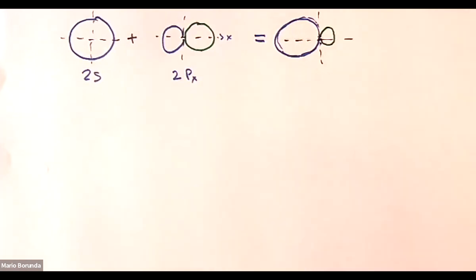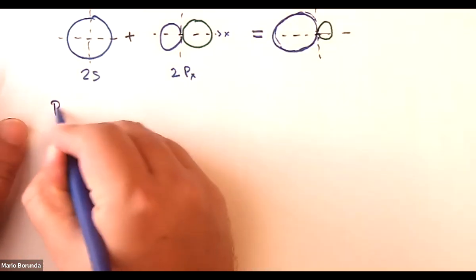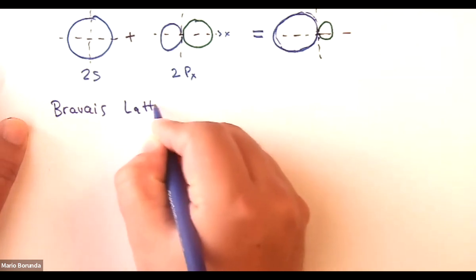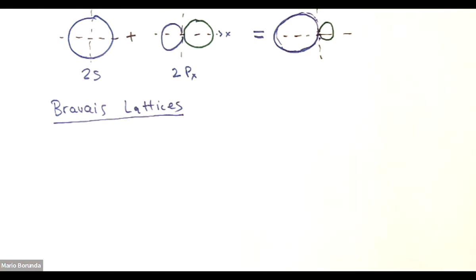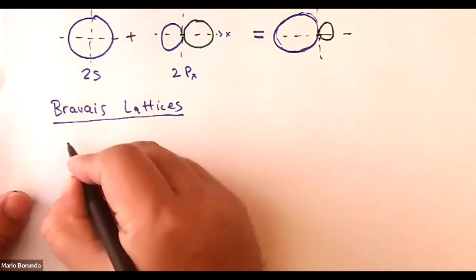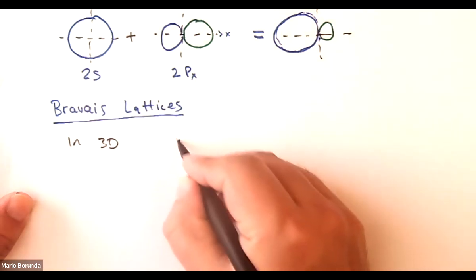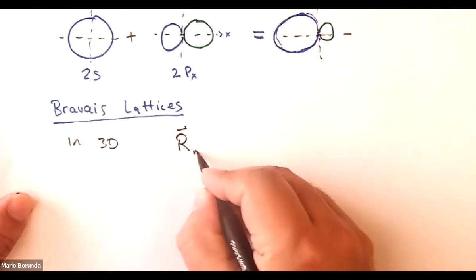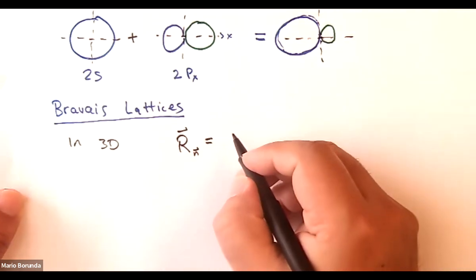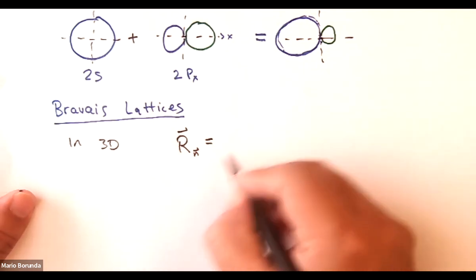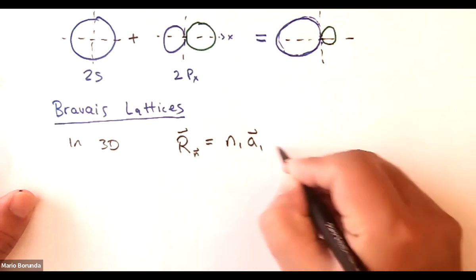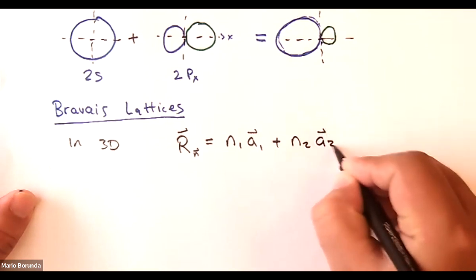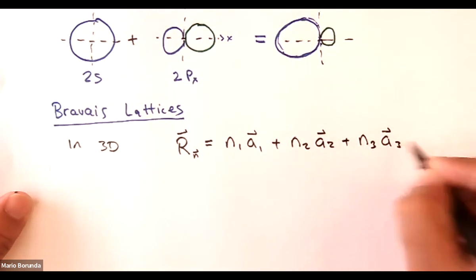So a quick review of what we covered last. So this is Bravais lattice. So we covered this before. What a Bravais lattice is, it's just a collection of points that you can put in two dimensions, in three dimensions, and so forth, right? So in 3D, we have that the Bravais lattice is going to have, and this is the vector for it, the set of points that go into this vector, where we will have n1 times vector a1, plus n2 times vector a2, plus n3 times vector a3.